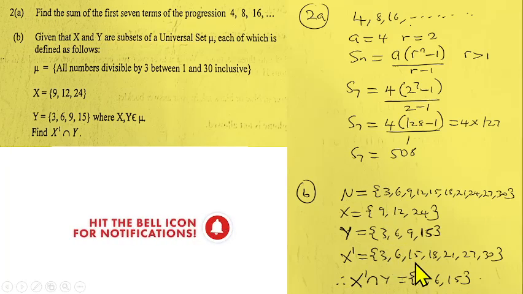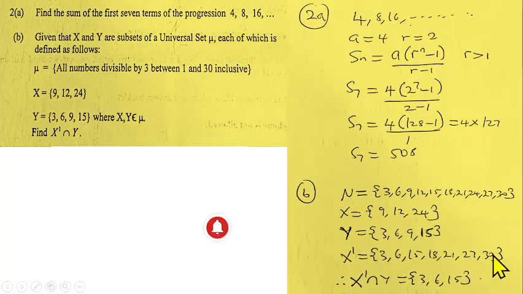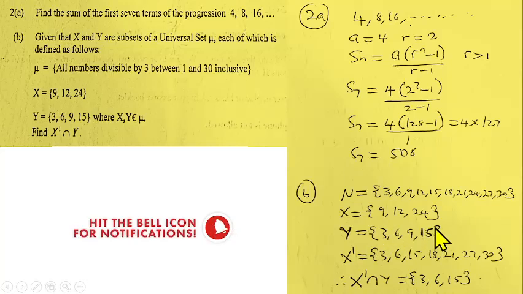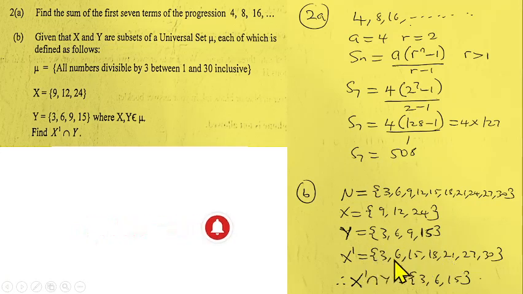You have 3, 6, 15, 18, 21, 27, 30. They are not in this set X, but they are here. So now that we know our S complement, you can find S complement intersection Y. So that will be those elements that are common to set Y and set S complement.